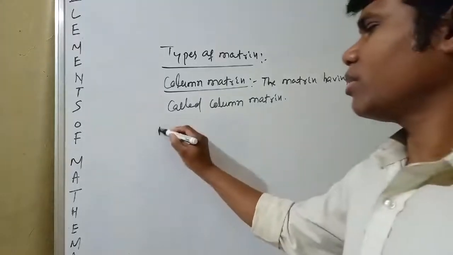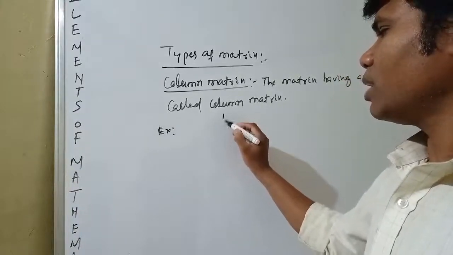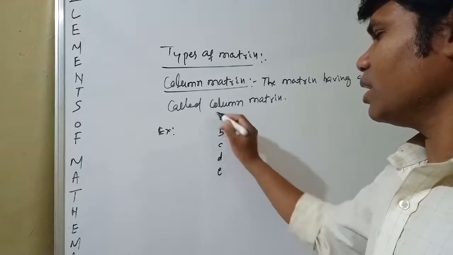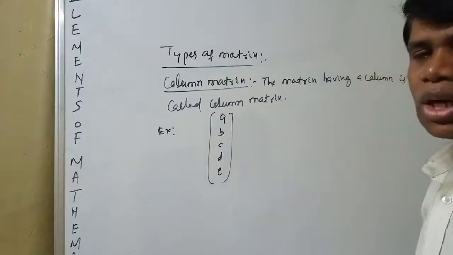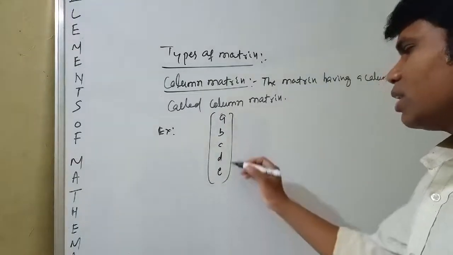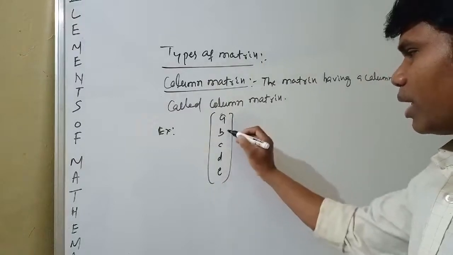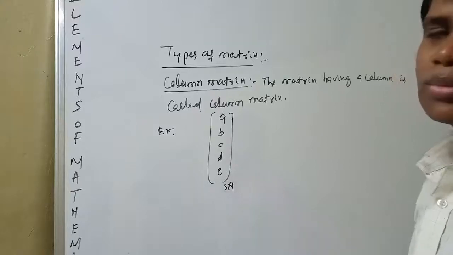For example, write A, B, C, D, E. This is an example of a column matrix. How many columns are there? Only one column. How many rows are there? Row 1, row 2, row 3, row 4, row 5. That is 5 cross 1.